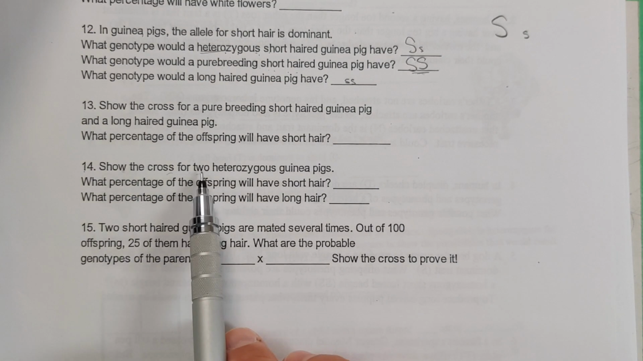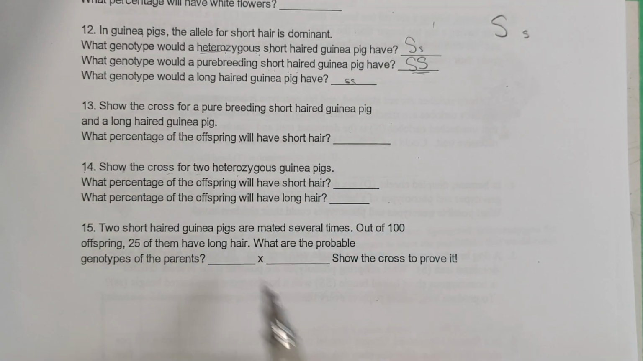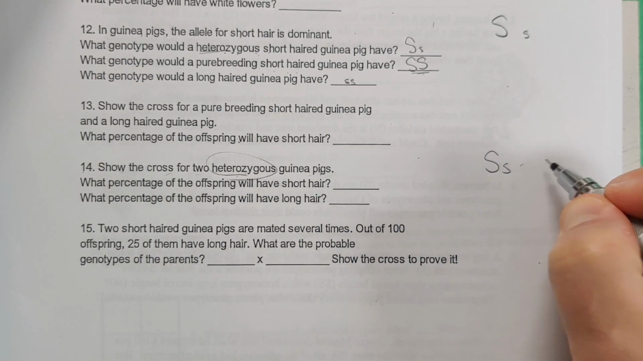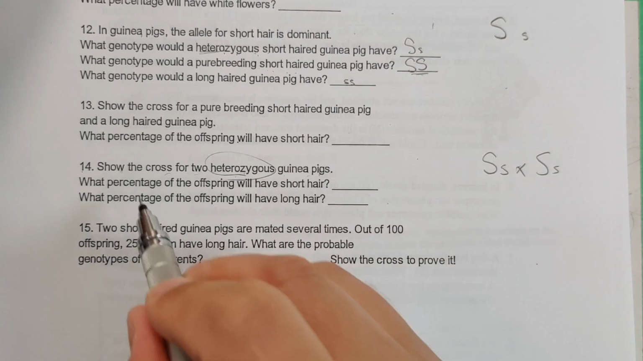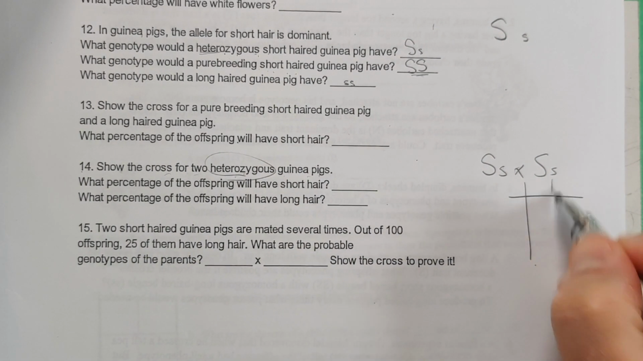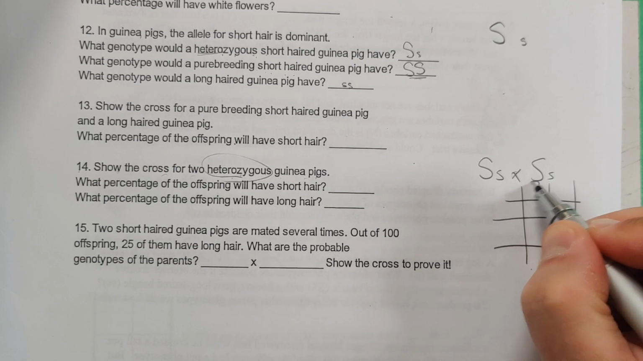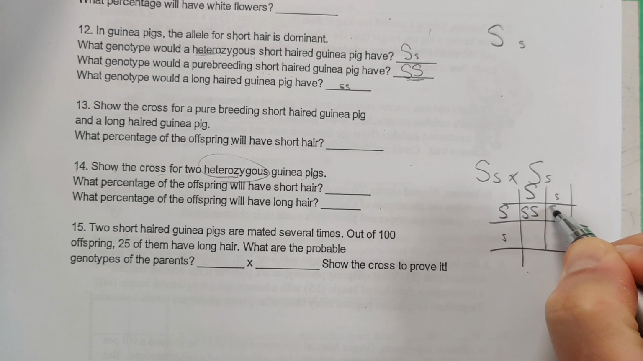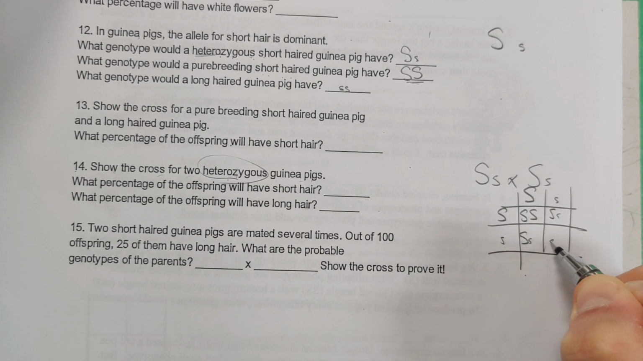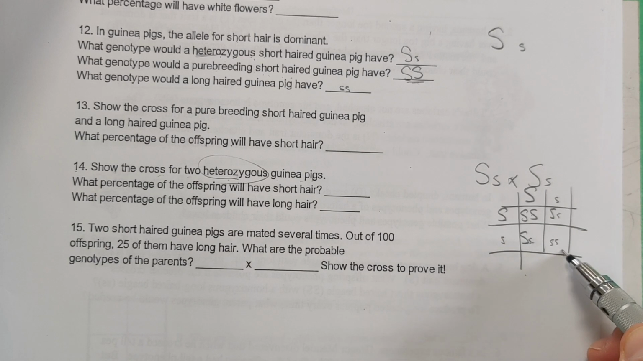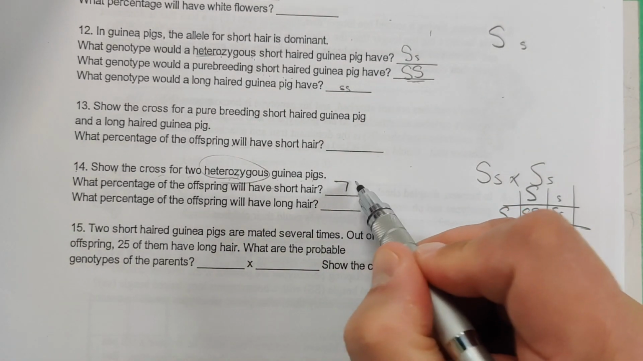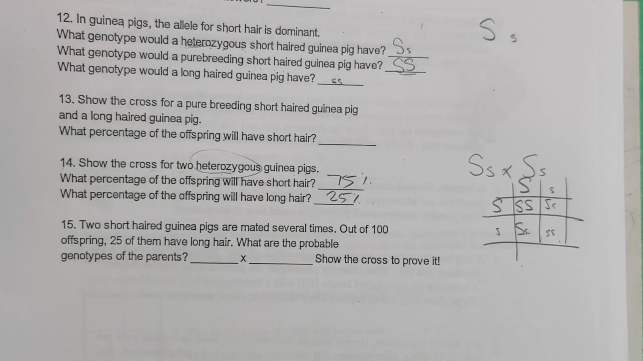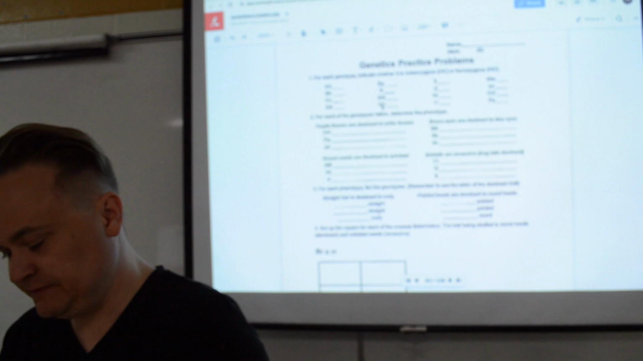Show the cross for 2 heterozygous haired guinea pigs. So their hair would be, heterozygous means big S, little s. And we're going to cross that with a big S, little s. Let's draw that square right here. Big S, little s, big S, little s. You'd get big S, big S, big S, little s, big S, little s, and little s, little s. Short hair, short hair, short hair, long hair. What percentage would have short hair? 75%. What percentage would have long hair? 25%.